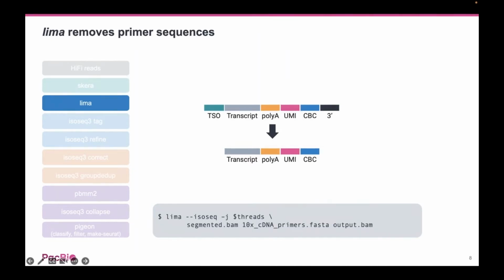Next up, we have Lima, which will remove your primer sequences. As you can see in the figure to the right, this will remove the 5' TSO as well as the 3' 10x primer. And what you're left with is your transcript, which contains your poly A, your UMI, and your cell barcode. All this requires is the option for Iso-Seq and the 10x primers, along with your segmented BAM file.